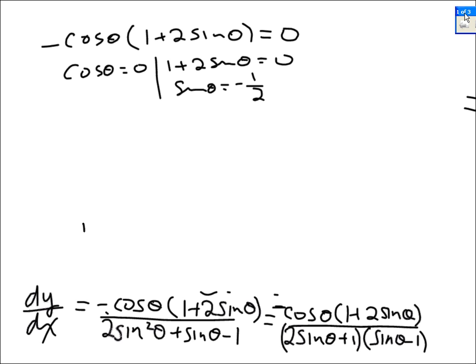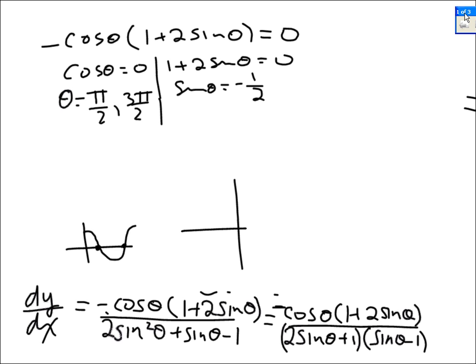Well, where is cosine equal to 0? Between 0 and 2 pi, pi over 2 and 3 pi over 2. Where is sine of theta negative one half? Well, sine is negative in the third and fourth quadrant. Negative 1 over 2, the hypotenuse. That's square root of 3. In the fourth quadrant, sine of the angle is opposite over hypotenuse.